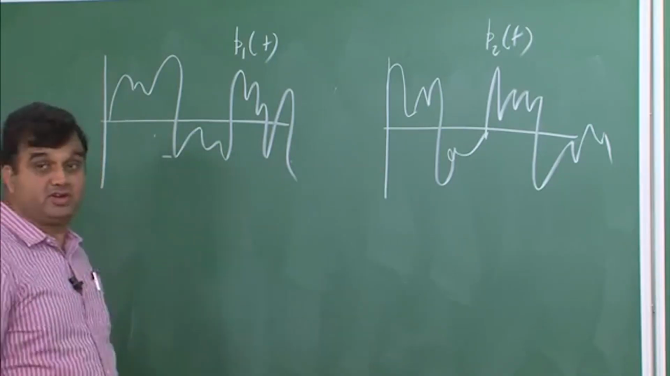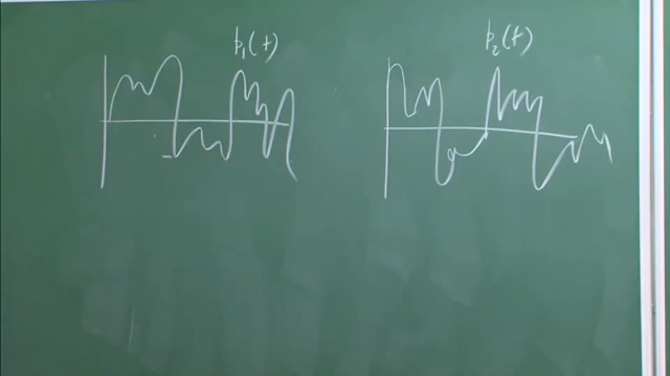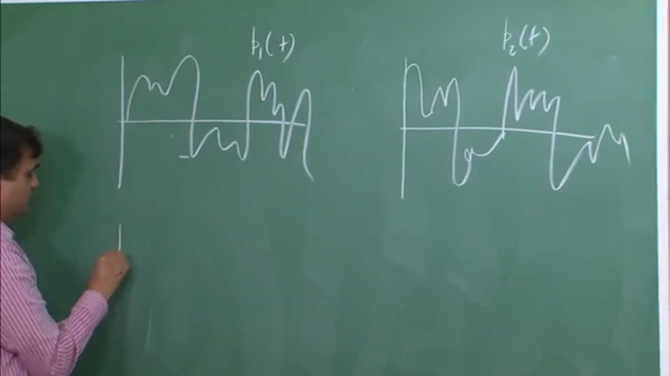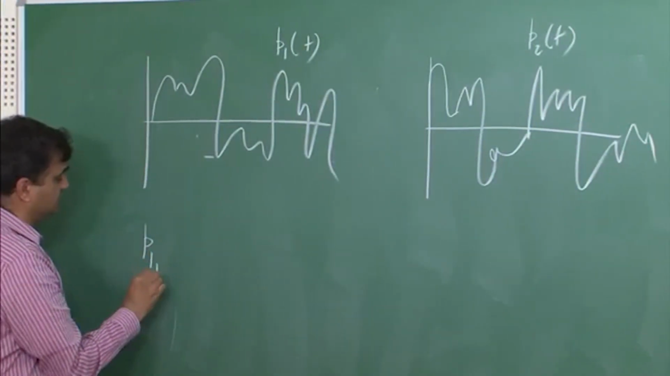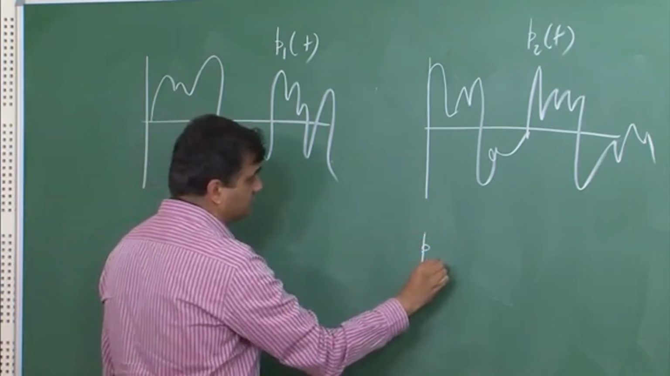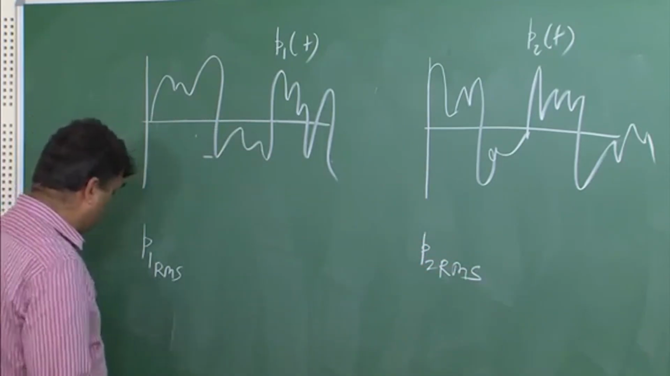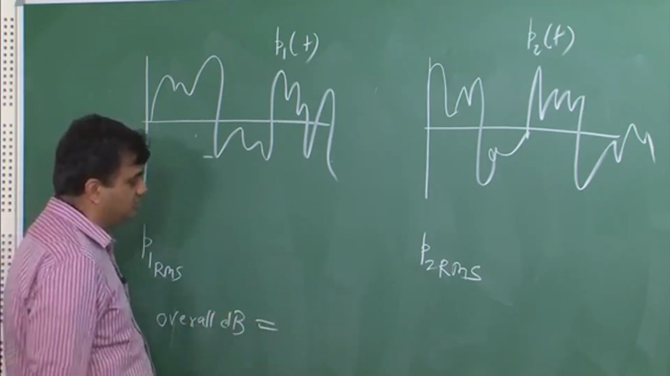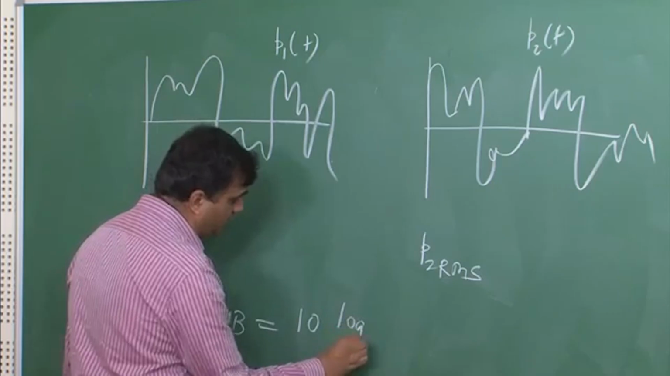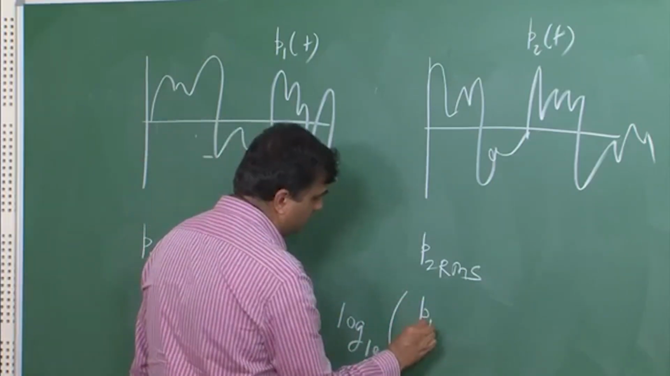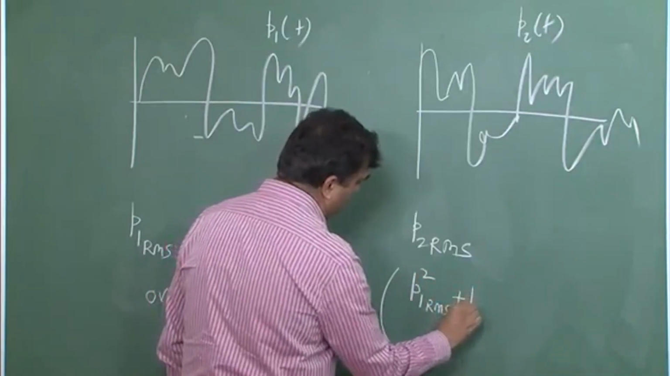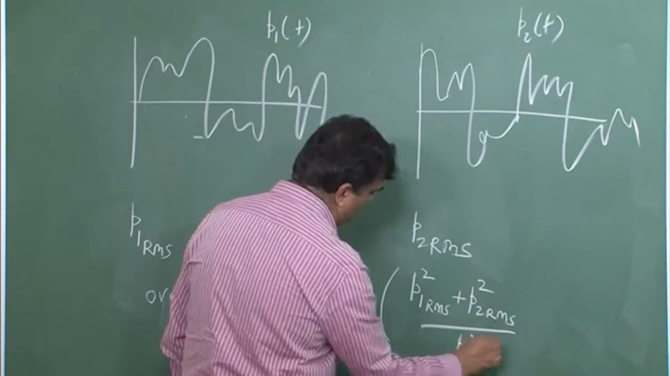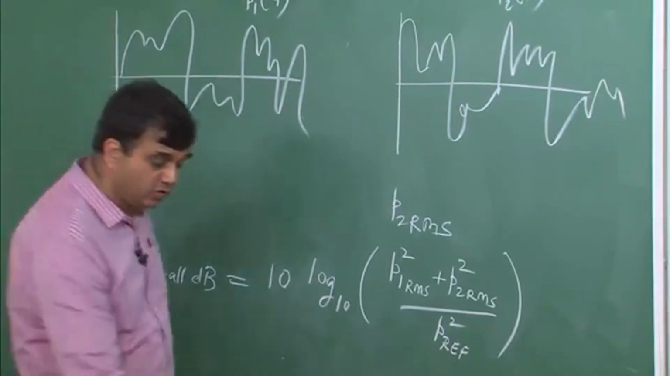In this case, if we have to combine the effects of these two signals, what we do is we add up energies. And when I say energies, we can do that in an equivalent sense by adding up the squares of RMS. So what we do is we calculate P1 RMS and we calculate P2 RMS, and then overall dB is equal to, we use the original formula, 10 log 10 of the sum of the squared RMS values divided by the reference pressure squared, and this formula is going to give us the overall sound pressure level.